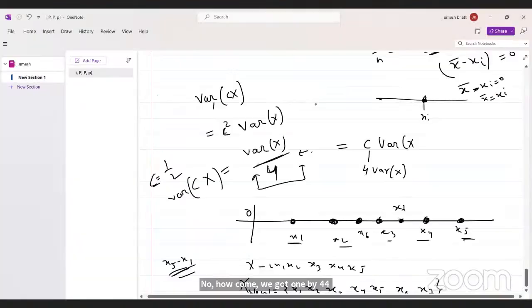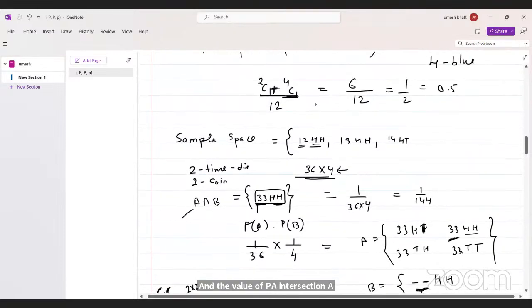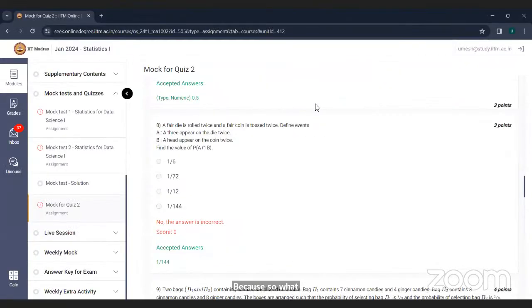Okay, see. Find the value of probability of A intersection B. What is event A? A is 3 appearing on the die twice. If I toss the die 2 times, in both I got 3. What is the probability that this will happen? 1 by 36. Now, what is the probability of B happening? B is a head both times in two tosses, which is 1 by 4.